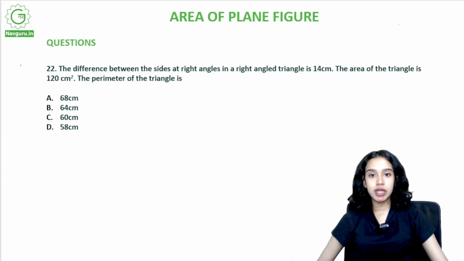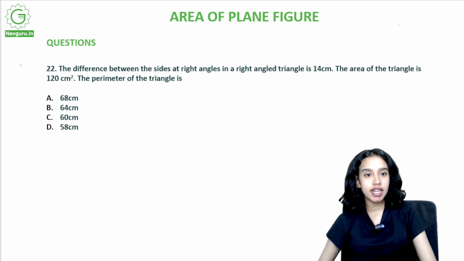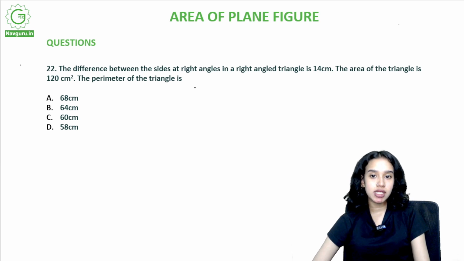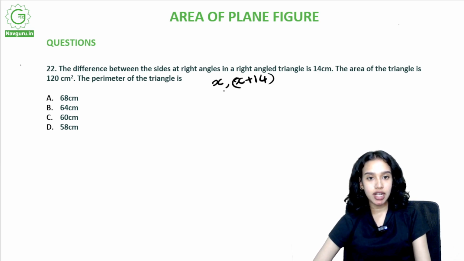The difference between sides at right angles in a right angle triangle is 14 centimeter. The area of the triangle is 120 centimeter square. The perimeter of the triangle is. So if one side is x, the other side would be x plus 14 for a triangle, right? Because the difference is 14. So we know that half BH is the area.